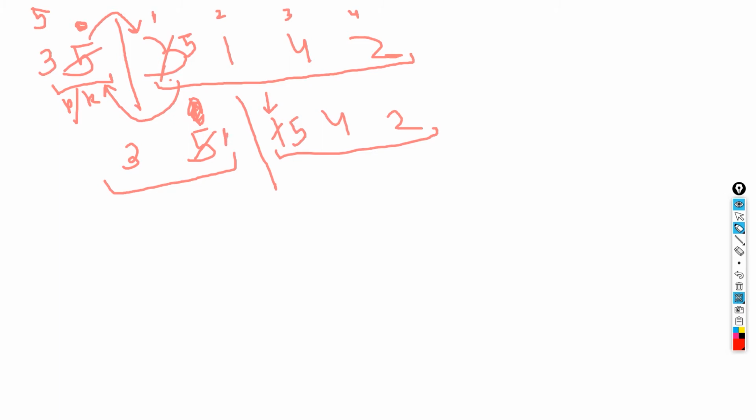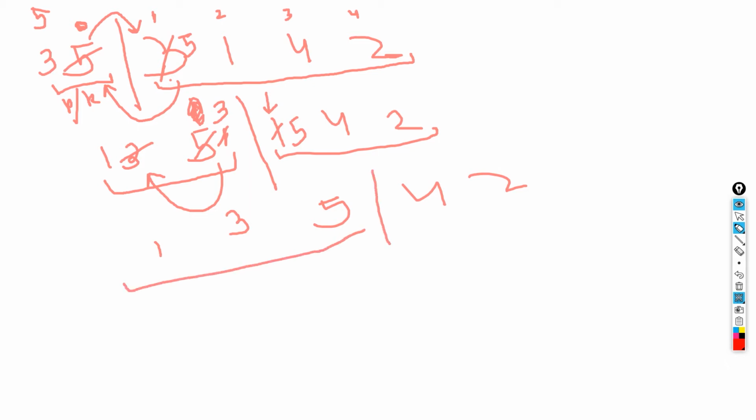Then we again compare 1 with this 3. Since 3 is greater than 1, we will swap: 1 comes here and 3 comes over here. So now the new array that we have is 1, 3, 5, 4 and 2. We started at index 1, so now we will be moving to index 3, which is 4. Now this is the array that I have.